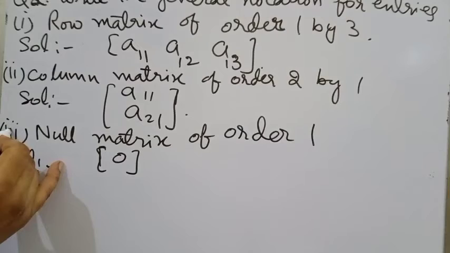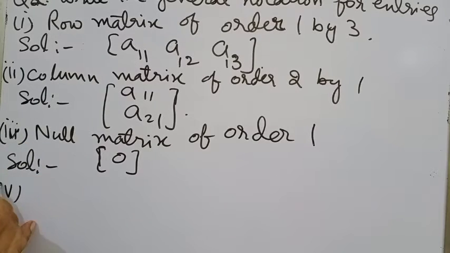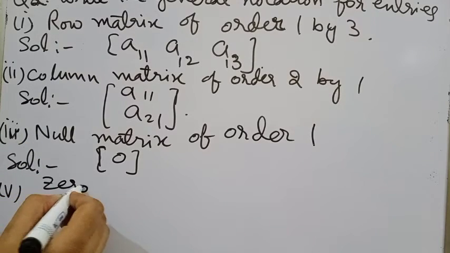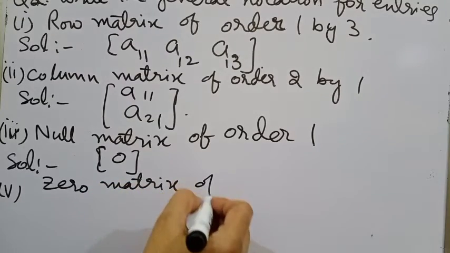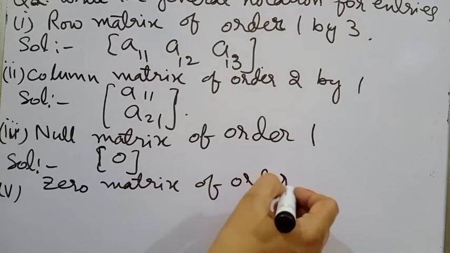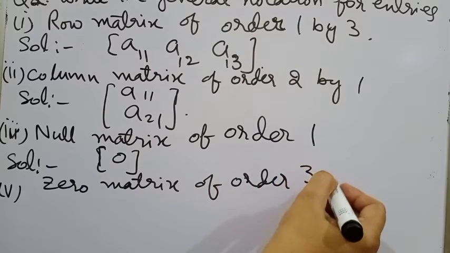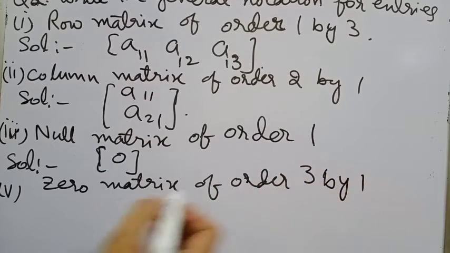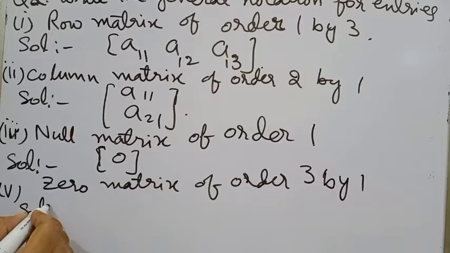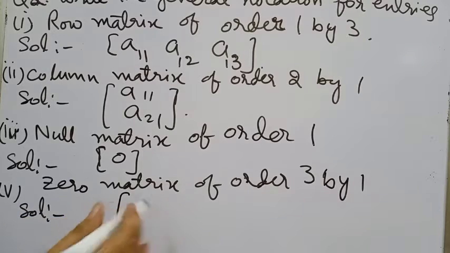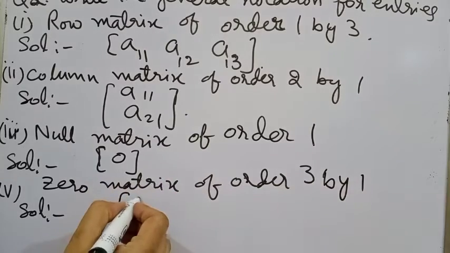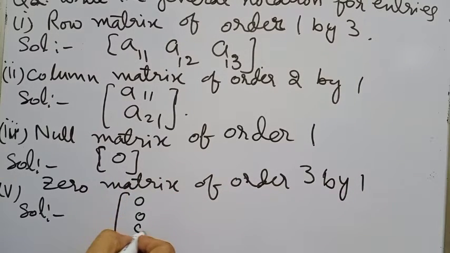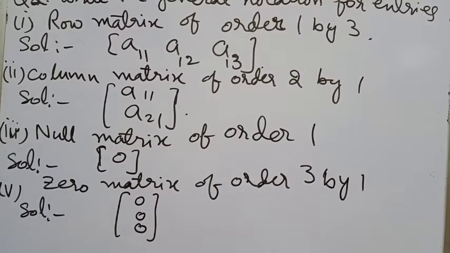This is question number 4 and 5. We have a 0 matrix of order 3 by 1. Solution: this is a 0 matrix with 3 rows and 1 column. 1, 2, 3, these are 3 rows and we have 1 column.